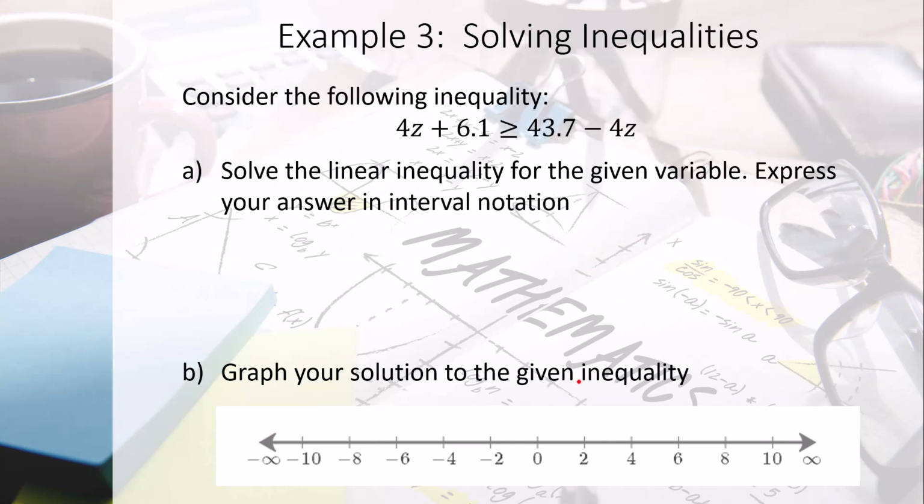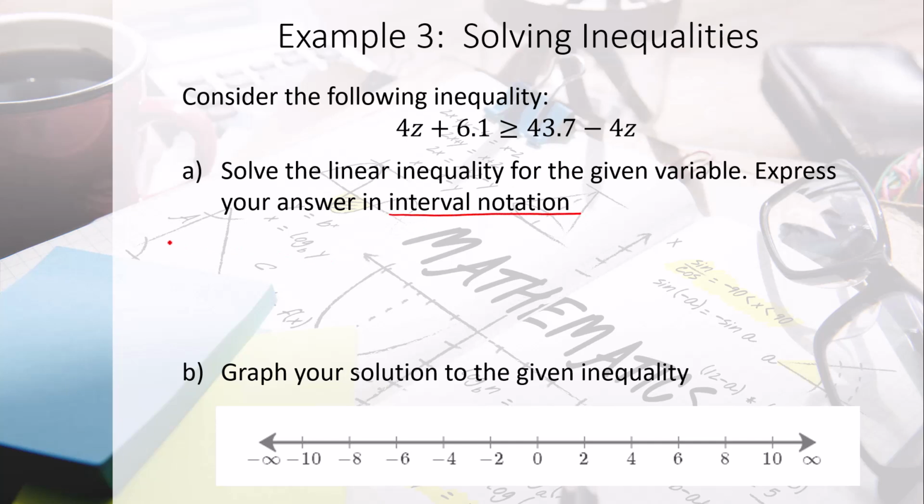Okay, well, here is our next example. This one's a little more complicated. Consider the following inequality. 4z plus 6.1 is strictly greater than 43.7 minus 4z. Just had to do decimals, didn't I? Okay, so here we want to solve the inequality for the given variable, which of course is z, and we want our answer in interval notation.